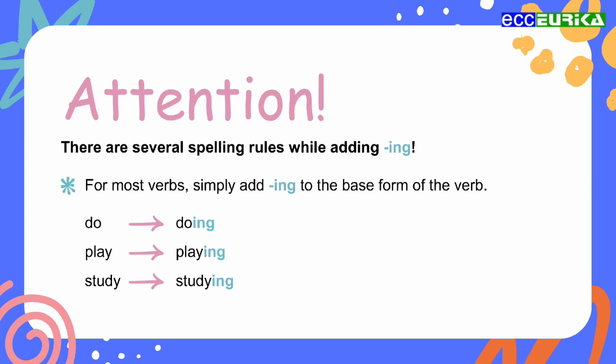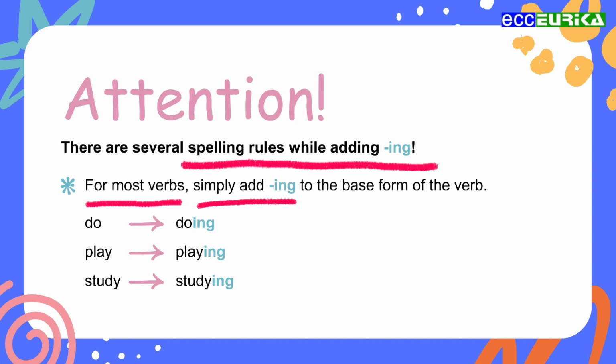Next, let's talk about spelling rules when adding ing to verbs. Let's start with the basic rule. For most verbs, we simply add ing to the base form of the verb. For example, do becomes doing. Play becomes playing. Study becomes studying. But not all verbs follow this simple rule.